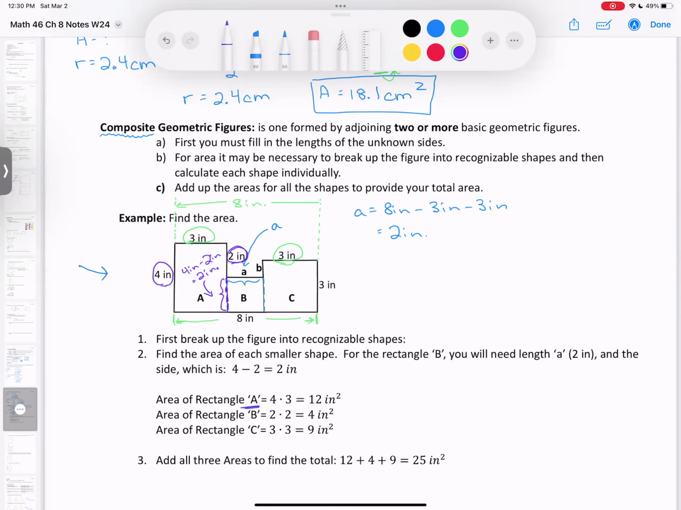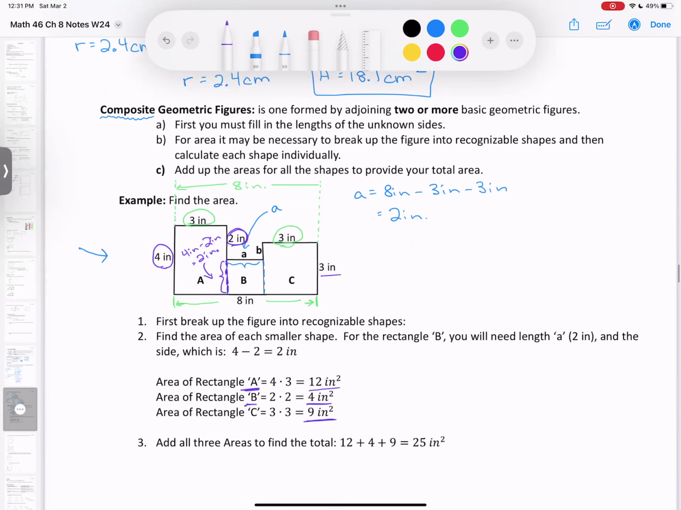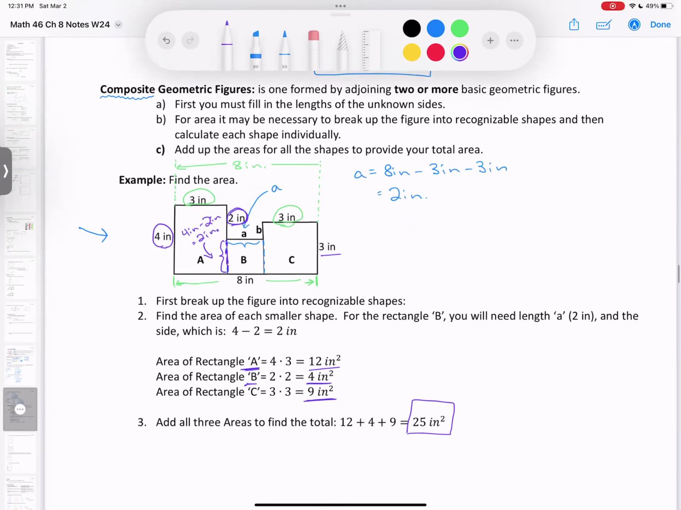So we can calculate the area of each of our rectangles. Rectangle A: we've got 4 inches by 3 inches, which gives us 12 inches squared. Rectangle B, now we know its length and width. It's 2 by 2, and so that gives us 4 inches squared. And rectangle C, we've got 3 inches by 3 inches, so we get 9 inches squared. The last step is to add up all of those areas, which gives you 25 inches squared. So the most important part is to break it down into multiple figures.